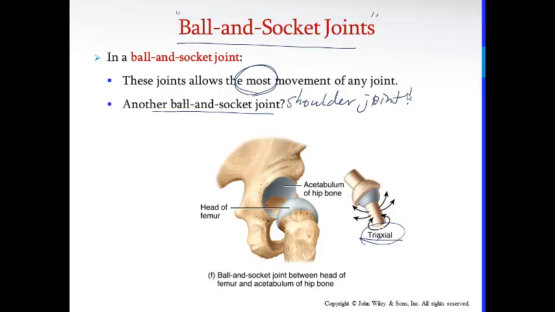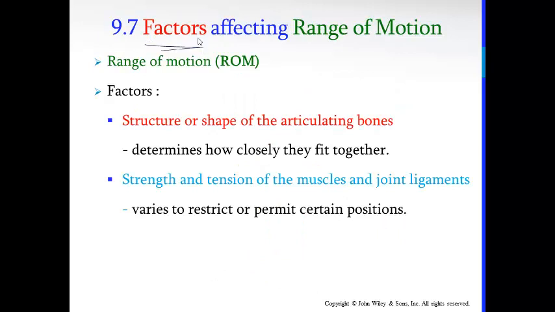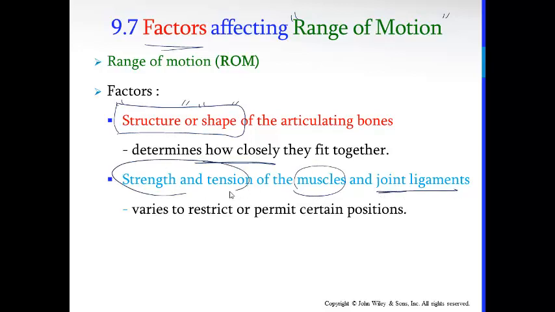All right, so there are different factors that are going to affect how much you can move. So we can say they will affect range of motion. It really depends on the two bones that are articulating together, how they are structured, as well as their shape. That would determine how closely they fit together and move together within the joint. Also, it depends on the muscles and the joint ligaments that are holding them together. So how well, and how tense, the muscles and the ligaments are will vary your different positions.